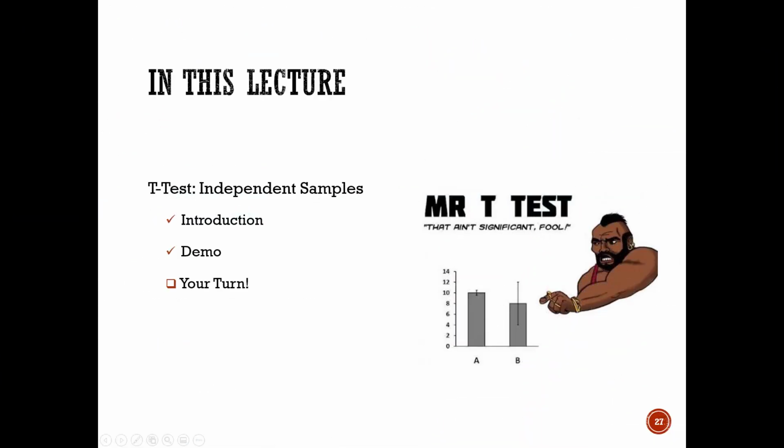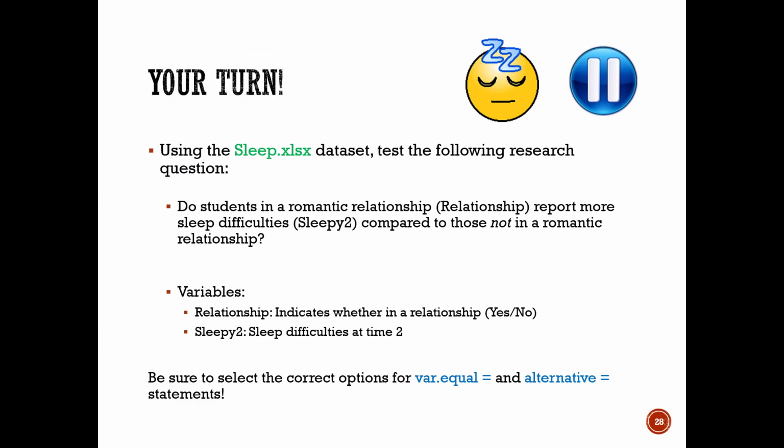All right, welcome back, my friends. And so now it is your turn to run your independent samples t-test. And so once again, using the sleep.xlx dataset, please test the following research question. Do students in a romantic relationship, so there's a relationship variable, report more sleep difficulties, sleepy 2 again, compared to those not in a romantic relationship? And so the two variables you need are relationship, which indicates whether or not the person is in a relationship, yes or no. And then there's our trusty friend, sleepy 2, sleep difficulties at time 2.